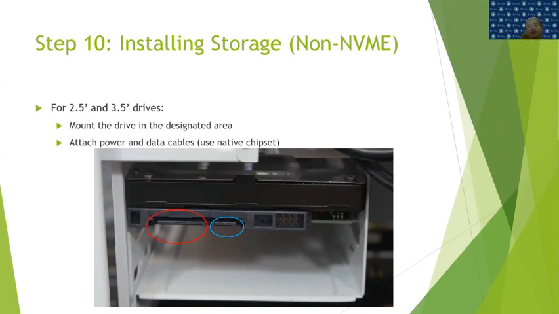Then after you've mounted the drive in the designated area, you also need to attach the power and data cables, in which you can see on the left, the red circle is the power and on the right is the data cable. Your power cable will be connected to your power supply, and you can just lead it through, since most cases will have places where you can go through the case from the back to the front, and you can just put the wire through there. And as for your data cable, you'll just install it from your drive all the way to your motherboard.